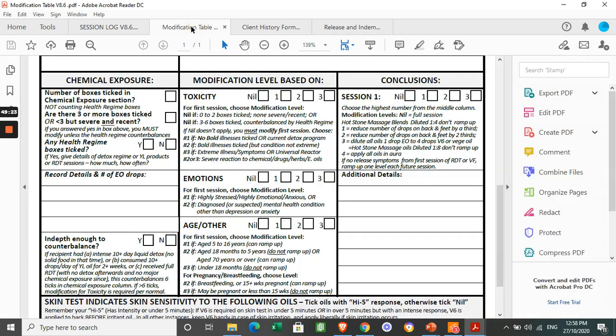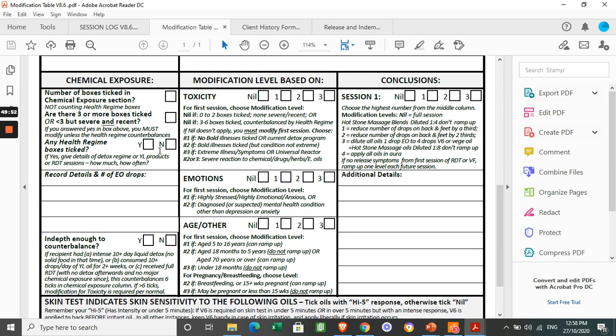So coming back over to the modification table, let's look at including our health regime questions now. Back under chemical exposure, it now says, is there any health regime boxes ticked? Well, we're going to say yes. We're going to say that Amanda Jones had a full raindrop technique with me a month ago, and you've been able to call me and verify that it was with me.